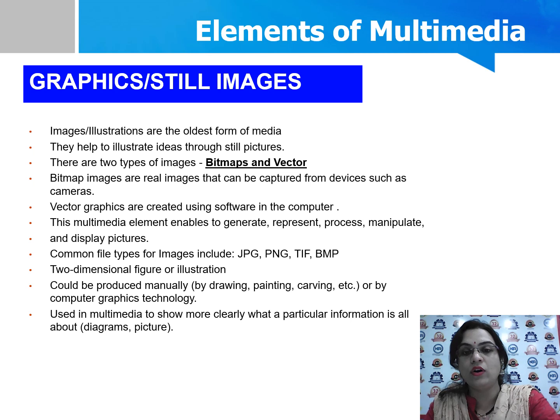Next element is graphics or still image. Images or illustrations are the oldest form of multimedia. They help to illustrate ideas through still pictures. There are two types of images, bitmap images and vector images. Bitmap images are the real images that can be captured from devices such as cameras. And vector graphics or vector images are created using software on the computer. This multimedia element enables us to generate, represent, process, manipulate and display pictures. Common file types for images include JPG, JPEG, PNG, TIF, BMP, etc.